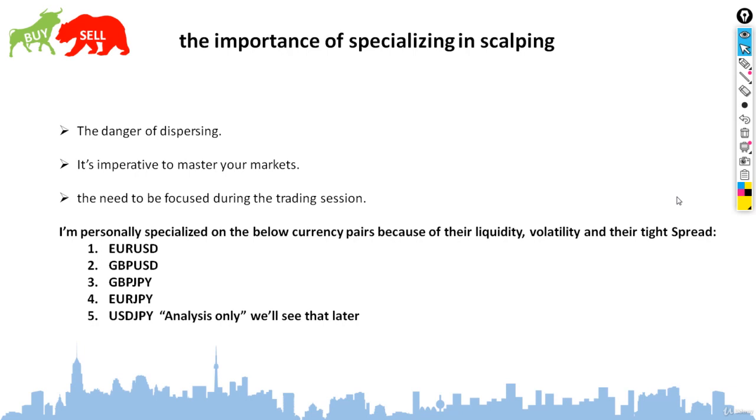I'm personally specialized in the below currency pairs because of their liquidity, volatility, and tight spread. The first currency pair is Euro USD, the second GBP USD, the third GBP JPY, the fourth Euro JPY, and USD JPY. Just for analyzing these pairs, we will see that in the next chapters.